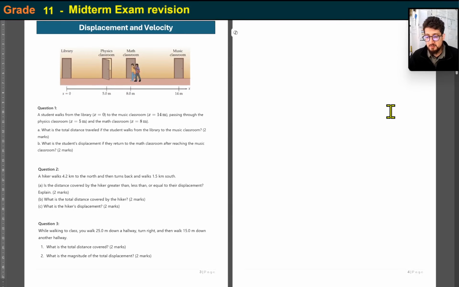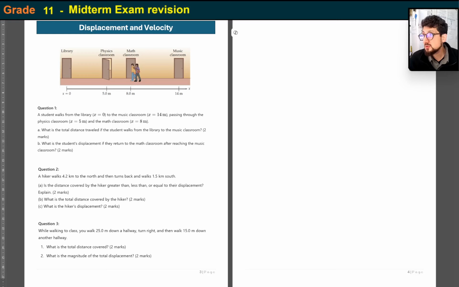Let's start with displacement and velocity. So here we've got a question that talks about a student who's walking from the library, which is x equals 0. So that's position 0. That's the library over there. To the music room, which is at x equals 14. There's a music room. Passing through physics classroom, which is at x equals 5, right? And the maths classroom at x equals 8. So the person is moving, basically, just to put it simply, they are going from the library to the music room. What is the total distance traveled if the student walks from the library to the music classroom?